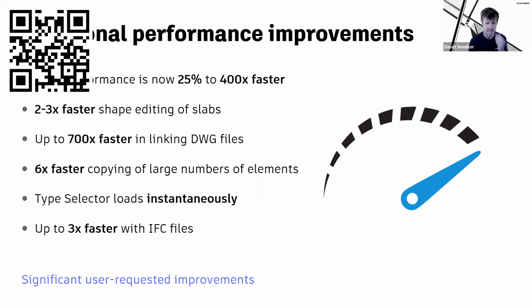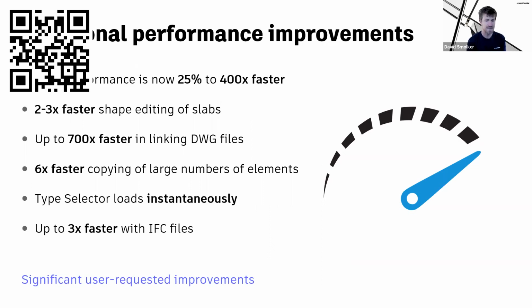It's been boosted in nearly all loading and navigation tasks, ranging from a 25% boost in MEP to a 400 times faster rotation of a tag in the properties palette. Shape edited slabs are performing better, as much as 2 to 3 times faster. Linking of DWG files is seeing a dramatic performance boost. And then the same goes when copying large numbers of elements. We're seeing a lot faster performance on that front.